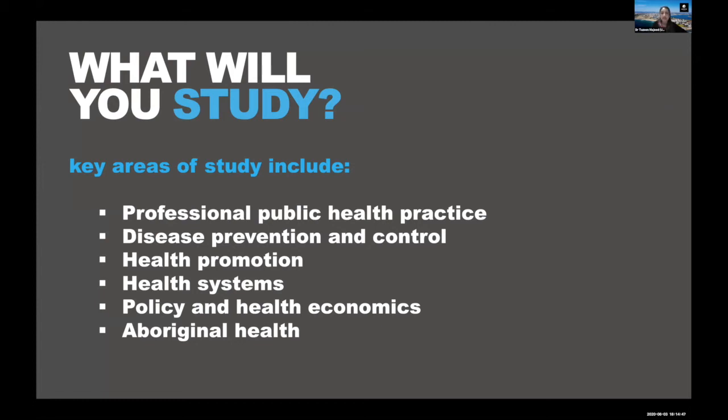So what will you study? The way our program is structured, and I'm going to show you a whole list of the programs and courses that we have, our main areas of study are focused around professional public health practice, disease prevention and control, health promotion, and health systems. Global health is also a very major focus of our program, and in the current scenario we see that global health and health systems is a very important requirement if you want to go into the field of public health. Then we also have policy, health economics courses, and Aboriginal health.